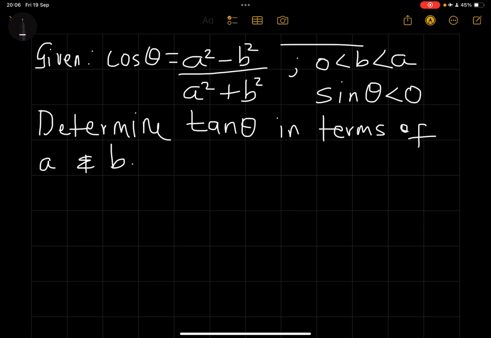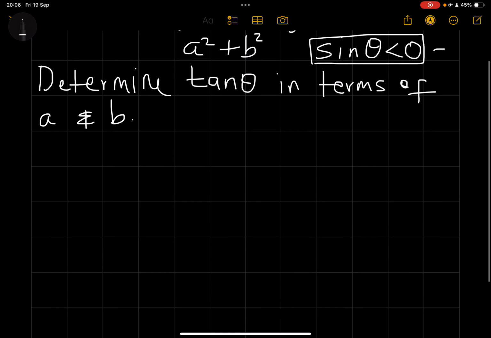We are given that cos theta equals (a squared minus b squared) all over (a squared plus b squared), where 0 is less than b, which is less than a, and we are also told that sine theta is less than 0. Let's analyze this. First thing first, sine theta less than 0 means sine theta is negative, right?